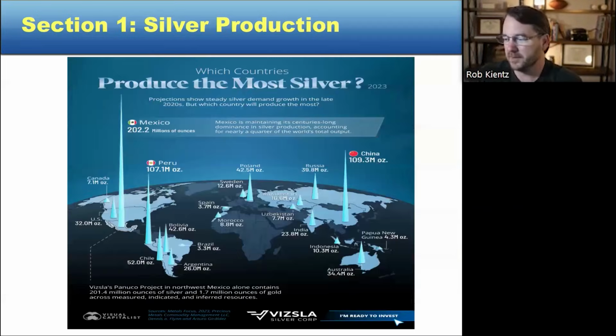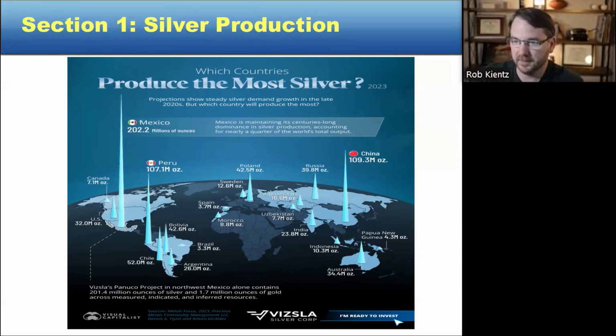Who produces the most silver? Another one from Visual Capitalist, along with Vizsla Silver Corp. Shout out to Vizsla for great success in finding those big projects in Mexico. Mexico, as of 2023, according to Metals Focus and the Silver Institute and all those guys, was producing the most at 202.2 million ounces. Second place was China, 109.3 million ounces of silver. Third place was Peru, 107.1.